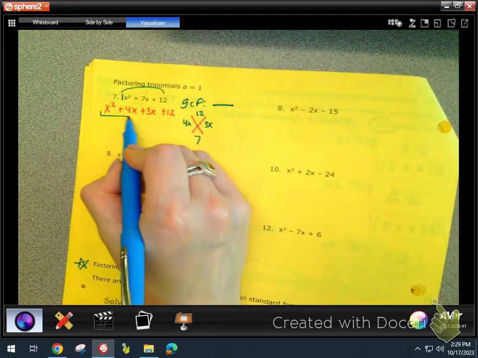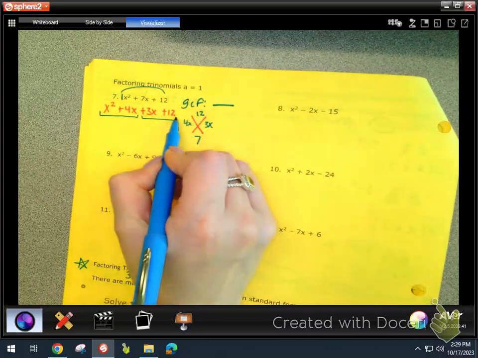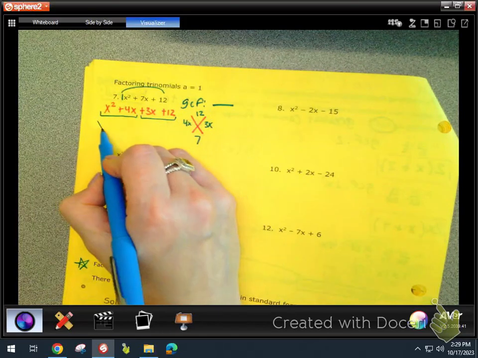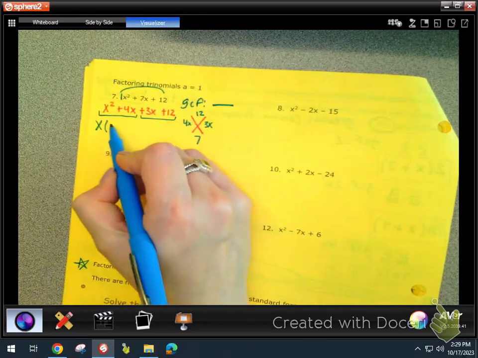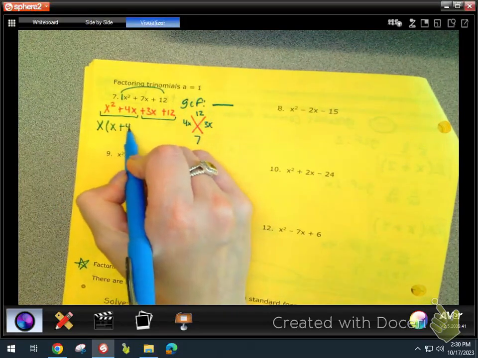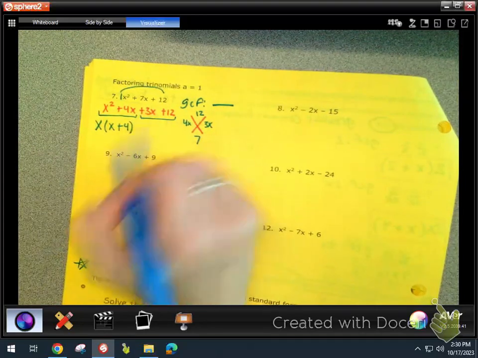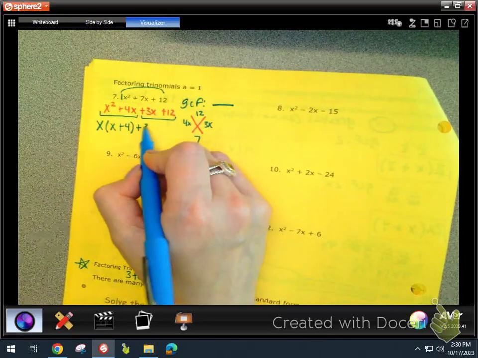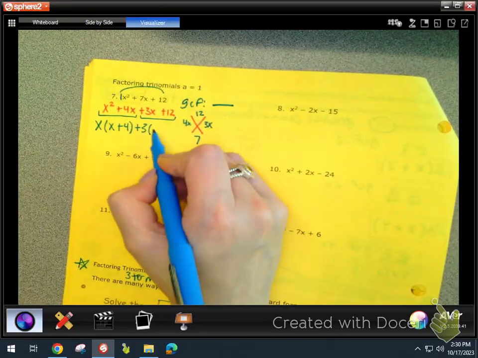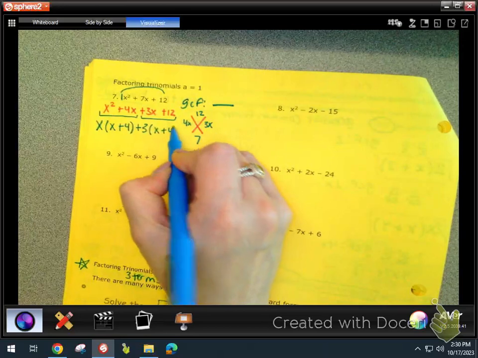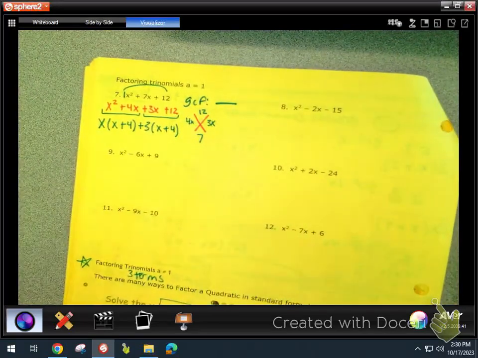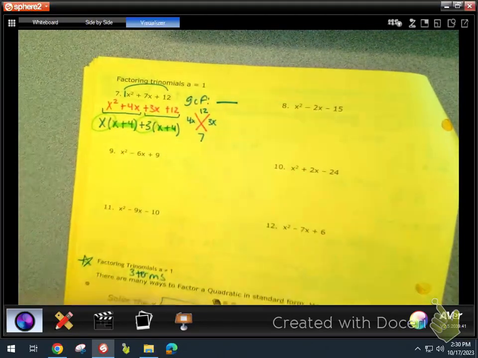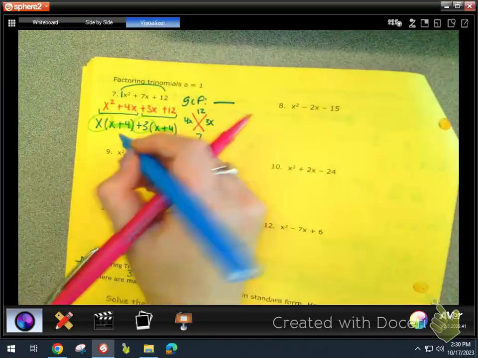And then I'm going to group x squared plus 4x. What can I take out? And what's left in? 3x plus 12, I'm taking out a positive. What's my GCF there? What's left? What's my final factored form? x plus 3, x plus 4.